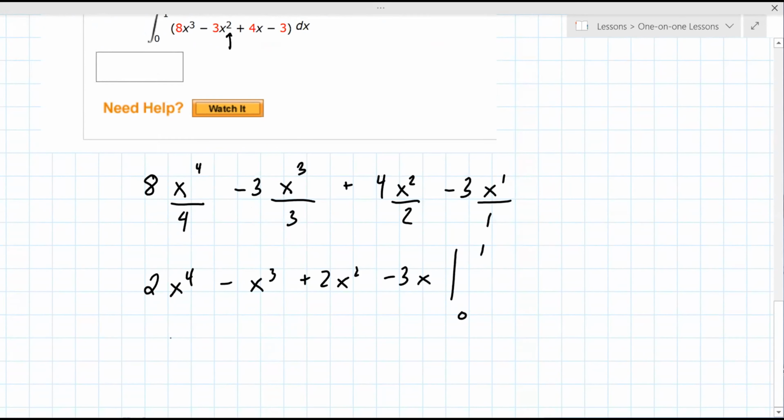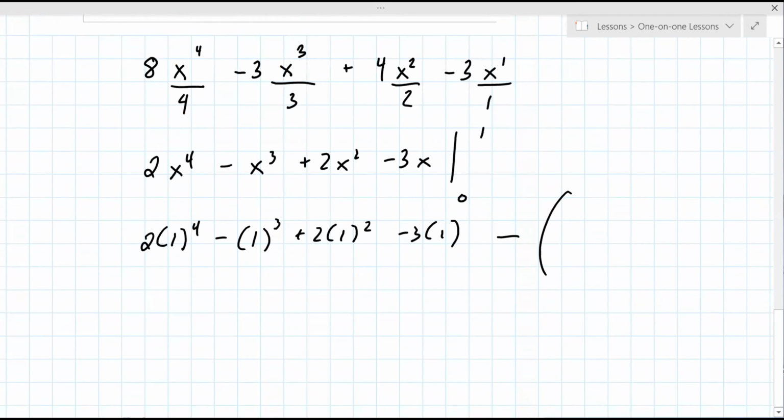So you put the number 1 in for x, and then you subtract, putting 0 in. In this case, 0 in all of these is going to make it 0 because you're multiplying by 0. So it's not even worth putting in. 2 minus 1 plus 2 minus 3. So what do you get here? Is that 0? I get 0, oh yeah, that is 0, which I didn't expect, but it seems to be correct.